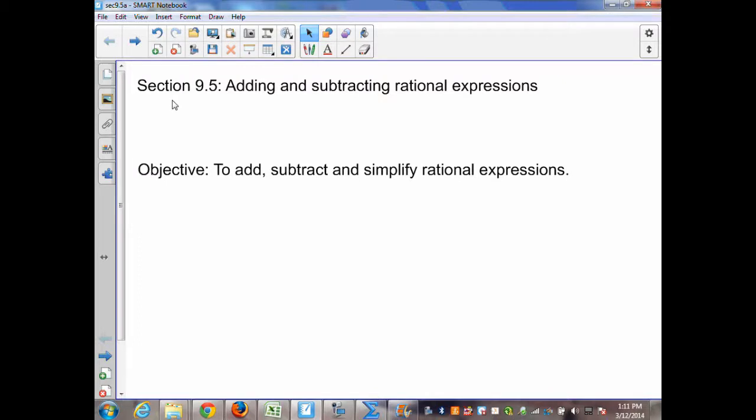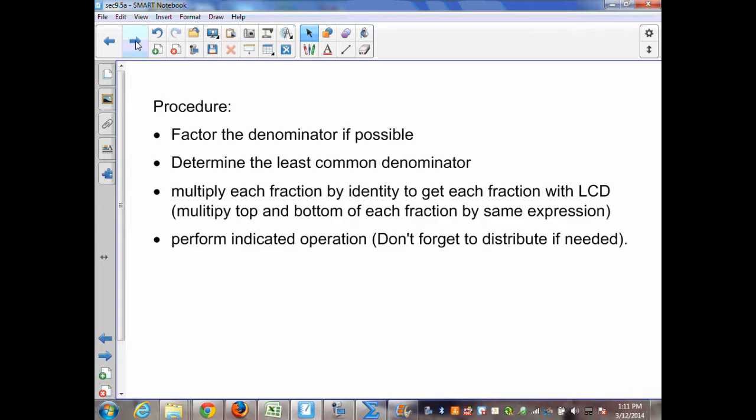Section 9.5, adding and subtracting rational expressions. In previous sections, we have done operations with rational expressions. Now we're just continuing that with adding and subtracting them.